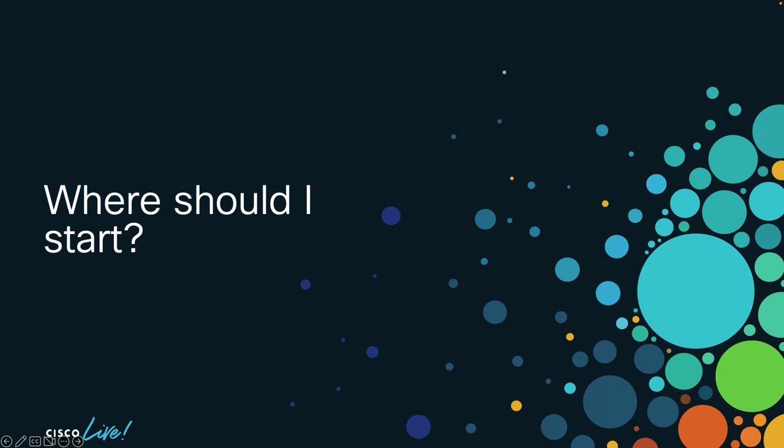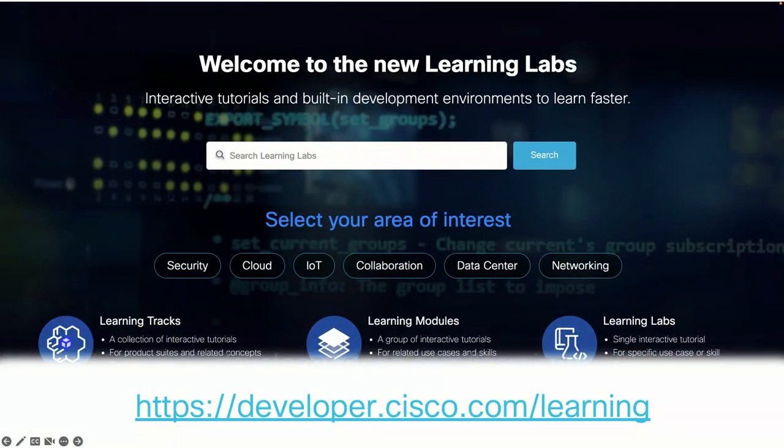So if you're thinking, where should I start? This is the website to get to the Learning Labs, developer.cisco.com/learning. It's a big long page, and at the top of the page we have a search bar. If you're interested in Meraki, IOX, or ACI, type whatever it is you want to learn and click search, and it'll show you all the labs related to that topic, or all the modules and all the tracks.